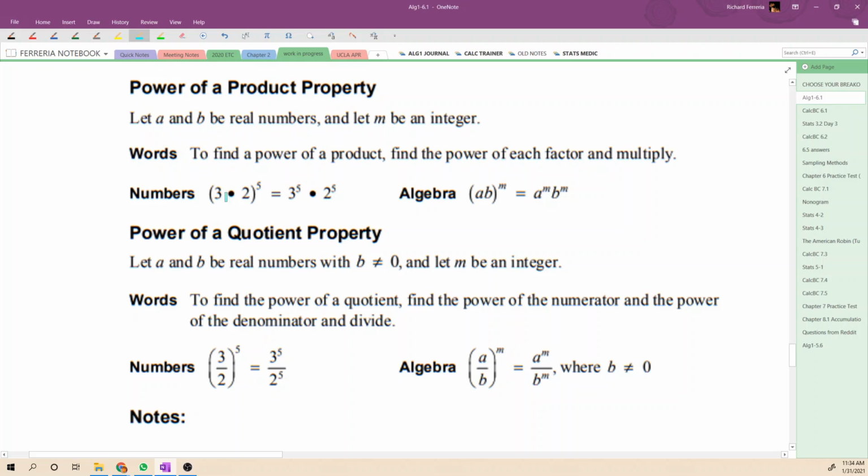The power of a product, we're going to distribute the power to each of the factors. And then the power of a quotient, we're going to take the power and distribute it to both the numerator and the denominator. And with all of these properties, hopefully that will get you on your way to looking at more exponents. So we're going to take a look at some example problems in the next video.